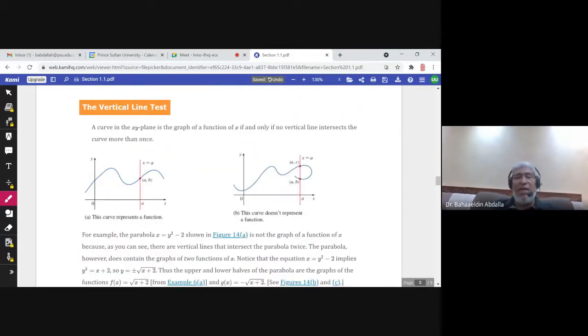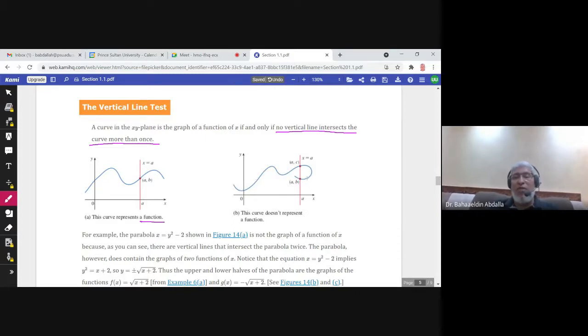Now, the vertical line test. How to find out from the graph whether the graph represents a function or not? Well, if no vertical line intersects the curve more than once. So here, if you draw vertical lines, each vertical line intersects the graph in one point only. So this is a graph of a function. The blue curve is a function.